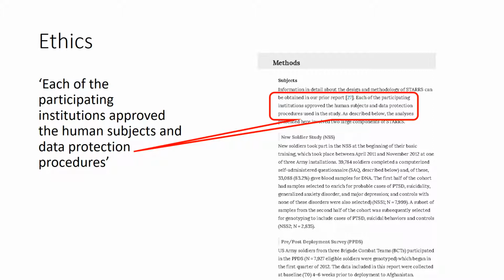We can also see that care was taken to ensure that the research was ethical. You can also check if research involving humans or animals has formal ethics approval, and that will commonly occur near the acknowledgement section at the end of your paper.